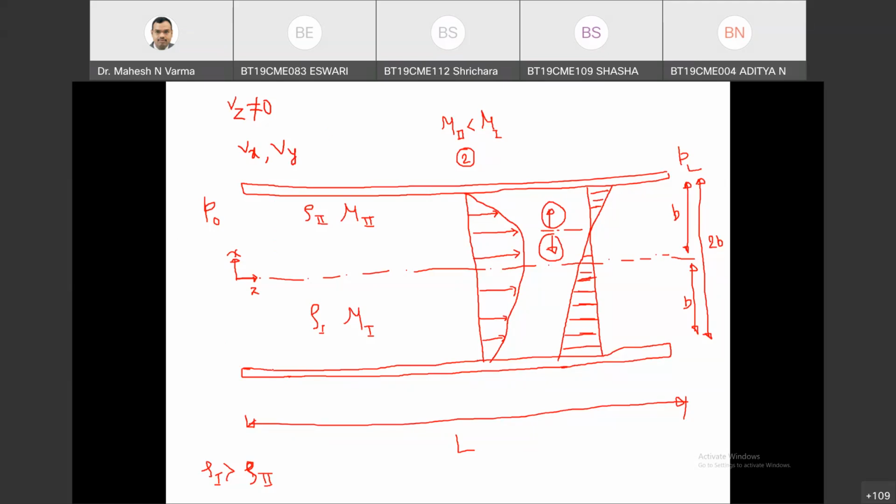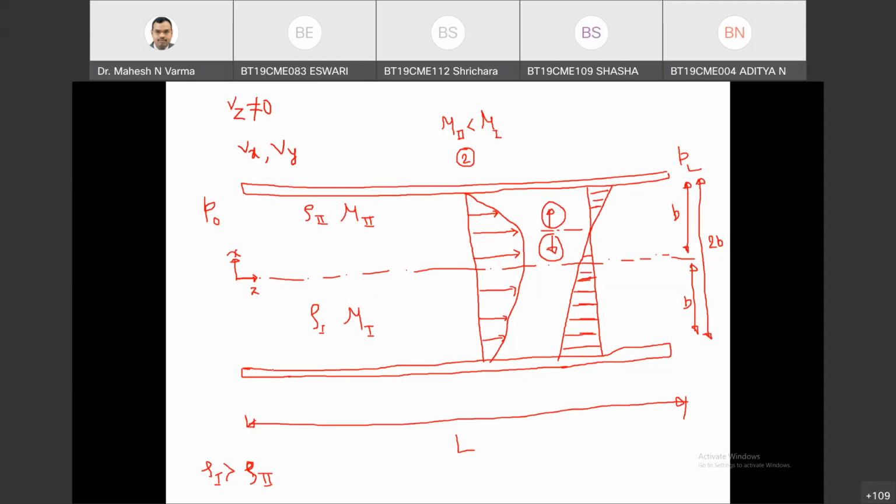Now you are telling that there is a pressure difference P0 minus PL divided by L. That is the pressure difference in z direction, sir, not in x. What is the pressure difference in x direction? No pressure difference, sir.